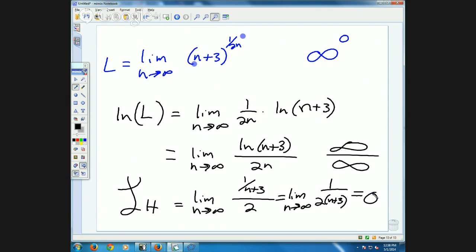Now what we have is that the natural log of L equals 0. So what must L be? E to the 0, which is 1. This goes to 1.